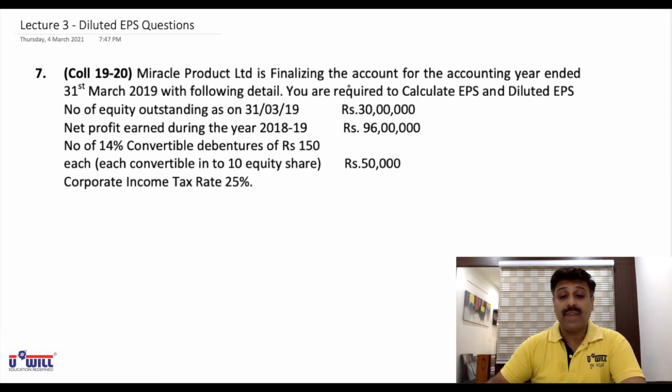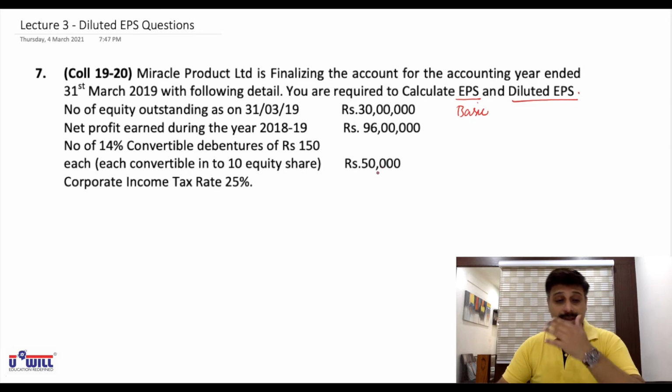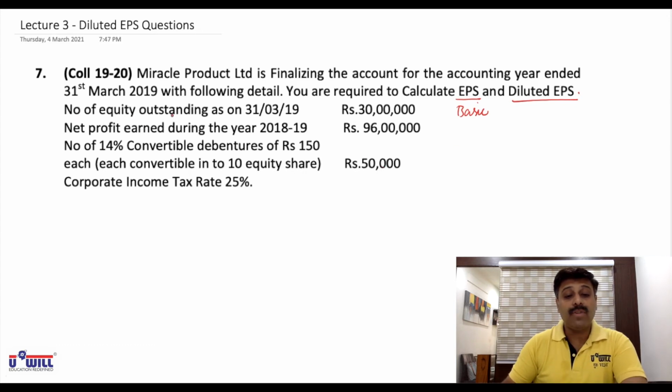Miracle Product Limited is finalizing the accounts for the accounting year ended 31st March 2019 with following details. You are required to calculate EPS, means basic EPS. Okay, when they say EPS, it means basic EPS and diluted EPS. So we will count basic EPS also and diluted EPS also. Now, number of equity shares outstanding as on 31/3/19 are 30 lakhs, means existing number of shares are 30 lakhs. Net profit earned during the year 18-19, means current year's profits. Net profit means profit after tax is 96 lakhs.